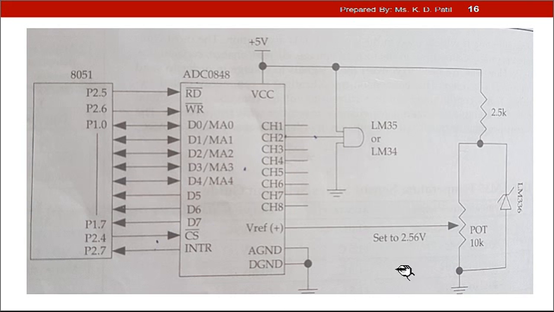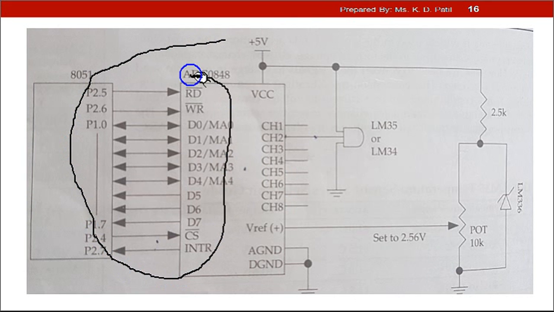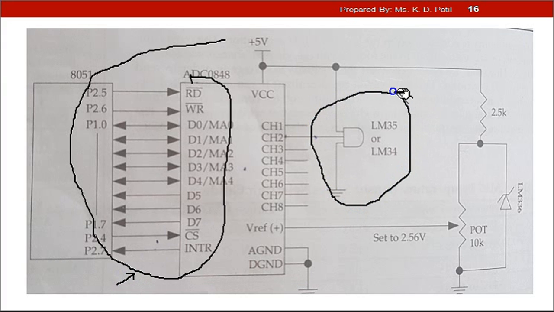Okay, so let us see the diagram. If you observe this portion, it is the same as our previous diagram. The interfacing is the same, which we already discussed. The new thing is this temperature sensor. In the previous diagram, we observed that the 8051 microcontroller sends some value through the ABC address lines to select the respective input channel 1.